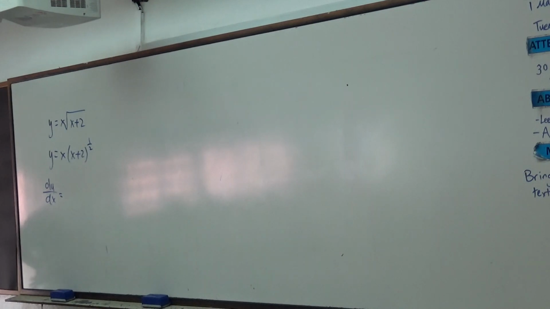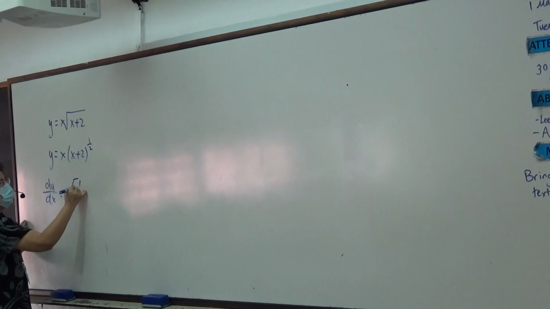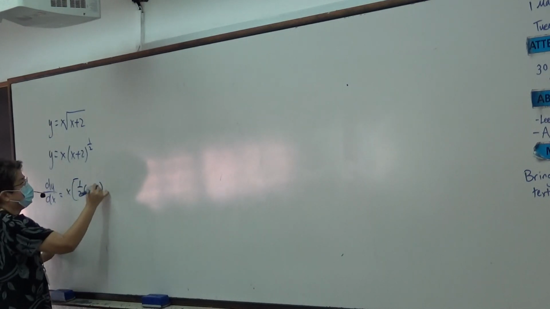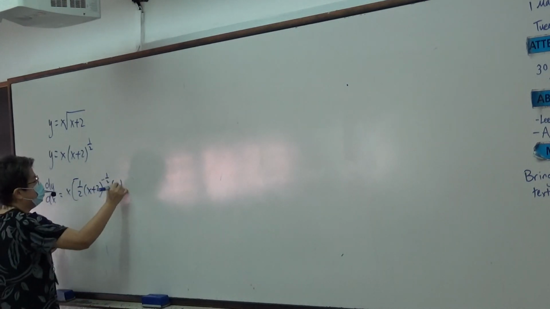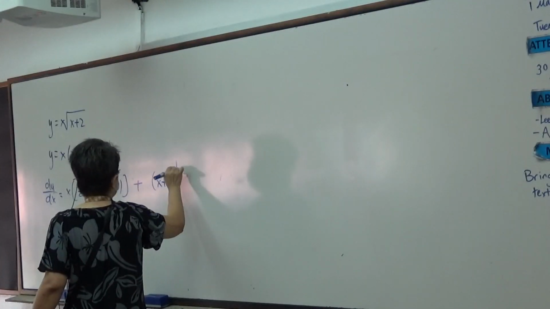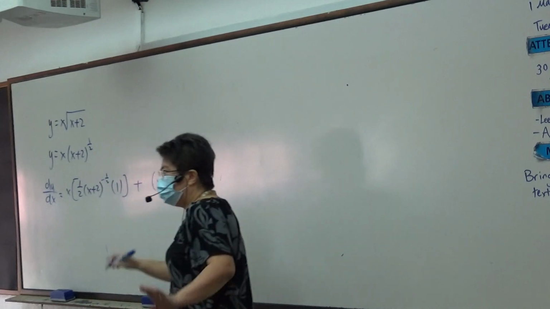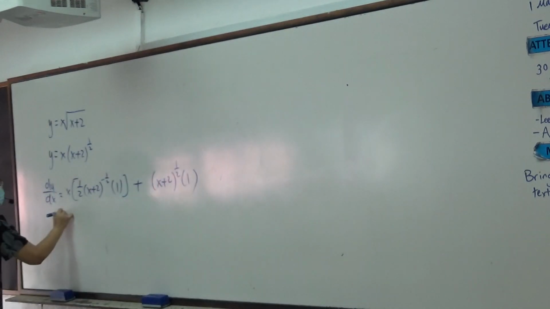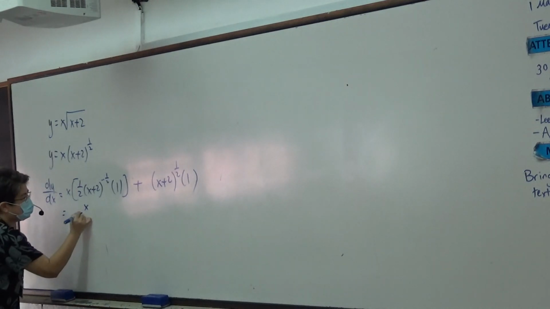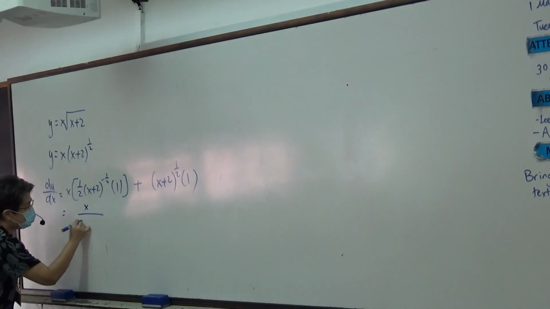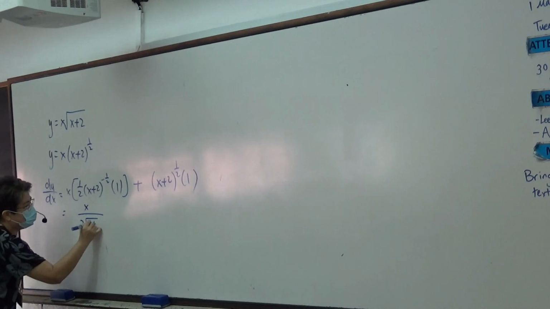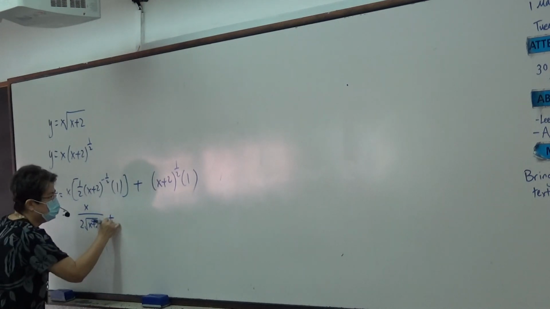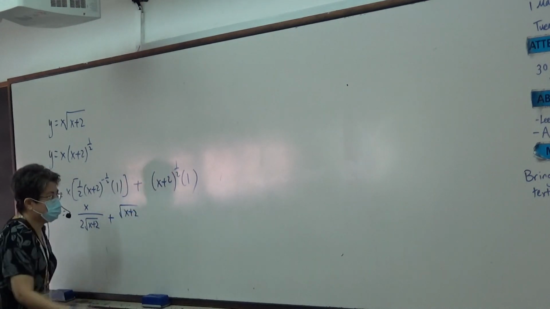What to do? First step. Fix this, right? Then minus half times 1 plus, fix the other one times 1, right? Thank God that one is x. Can you see it now? Okay, now I'm going to simplify this. This one means x over 2 bracket x plus 2 plus square root x plus 2, right?